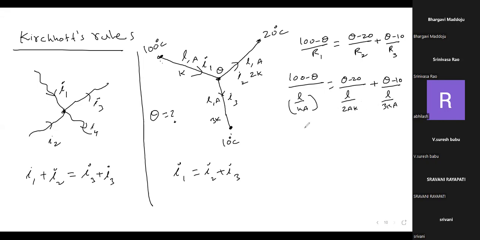Now L by K gets canceled. Finally, you will get 100 minus theta equals 2 into theta minus 20 plus 3 into theta minus 10. Now using this expression, we can calculate theta. This is one of the important models in thermal conductivity based on the Kirchhoff rule. Make a note of this problem. You'll get the approach to solve this type of problems.